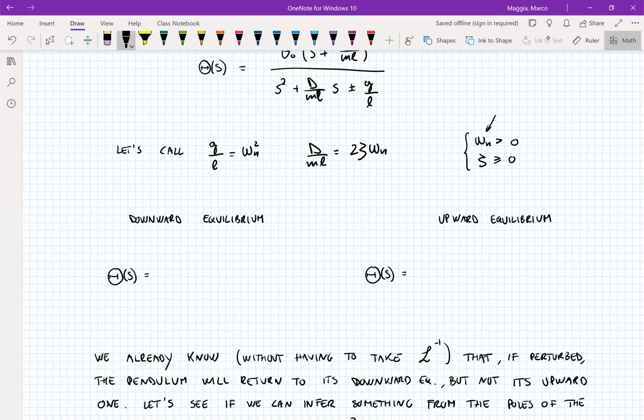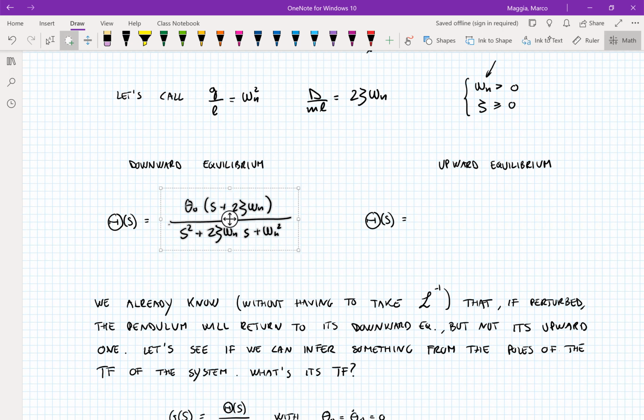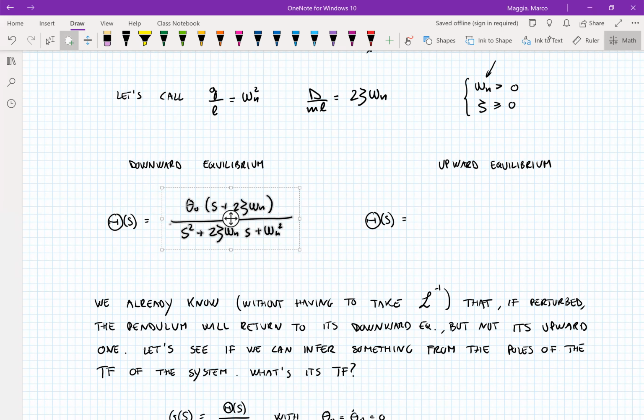All right, so with these symbols that we introduced, we can rewrite the output, that is the angular position in the s domain, as theta 0 times s plus 2 zeta omega n over the expression that is familiar now to us. And in the other case, it's pretty much the same, but with the minus when it comes to the last term of the denominator.